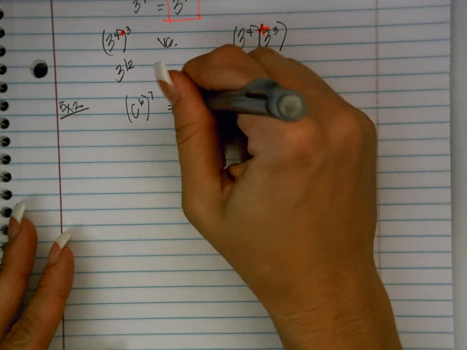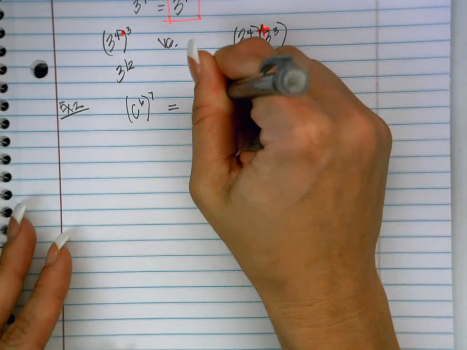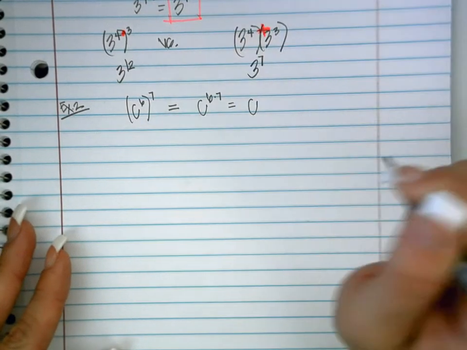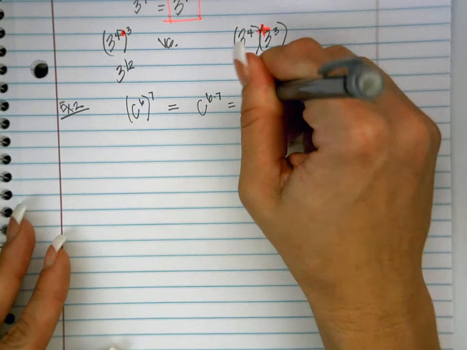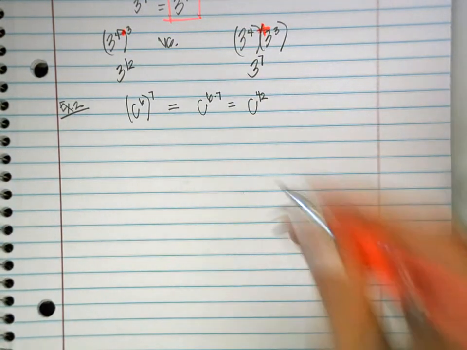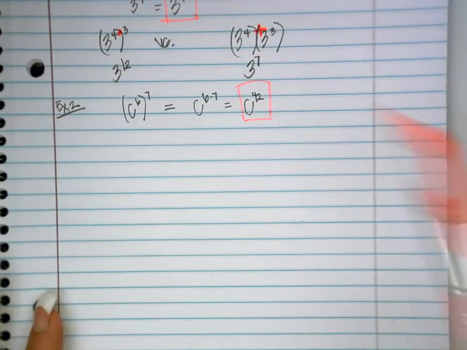Multiply them. So this is really going to be c to the 6 times 7, which gives us what? C to the what power? 42. 42. Thank you. Yes. Malia, yep. Malia's back. She's back on track.